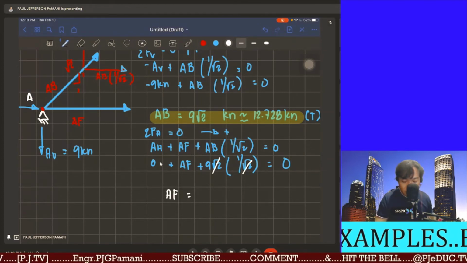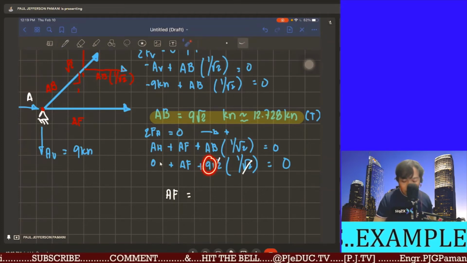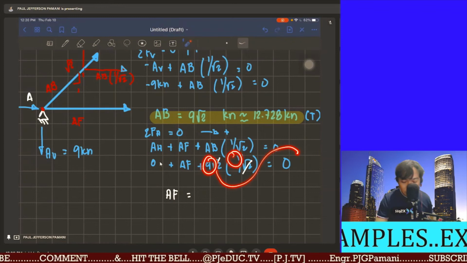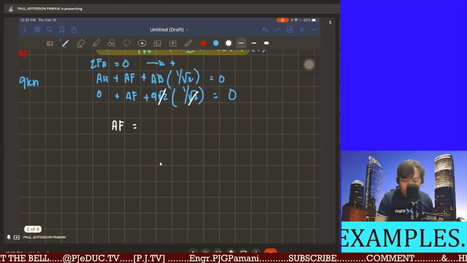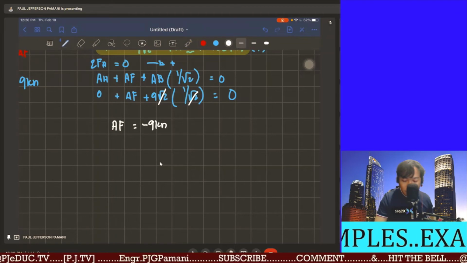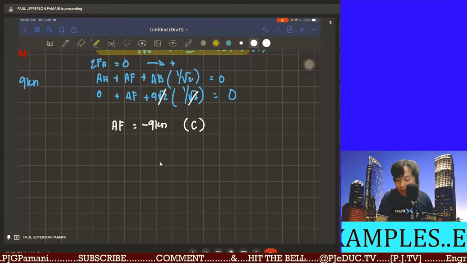AF is simply equal to 9 times 1, transposed to the other side. That is negative 9 kilonewton, which is in compression. Okay?